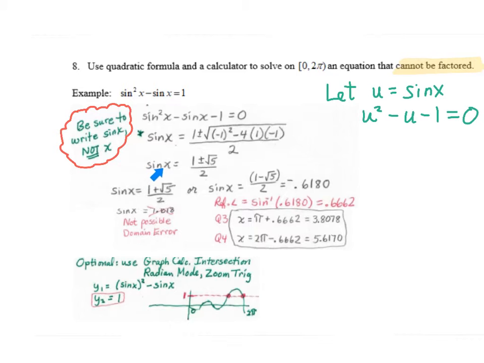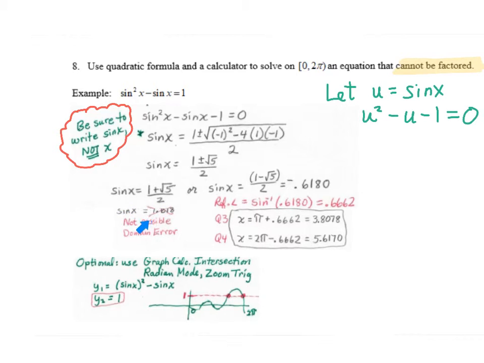So you have to put the sine x back in, and you have to do on your calculator 1 plus the square root of 5. Make sure you hit enter before you divide by 2. And you should be verifying all these answers to make sure you're getting the same things on your calculator.